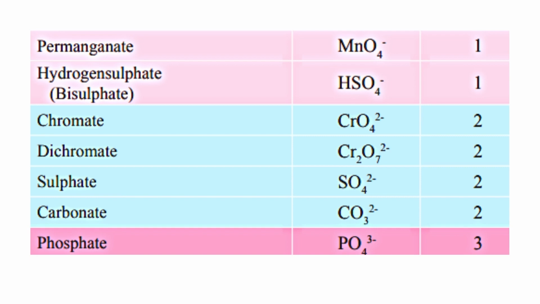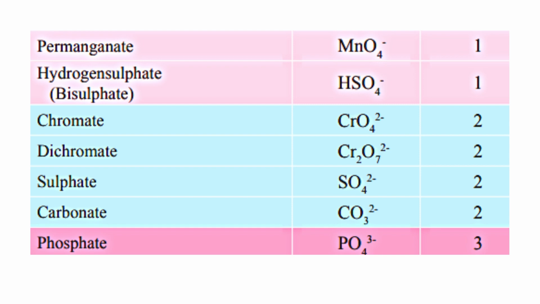valency is 1. Chromate, CrO4 with 2 minus charge, so its valency is 2. Dichromate, Cr2O7 with 2- charge, so its valency is 2. Sulfate, SO4 with 2- charge, so its valency is 2. Carbonate, CO3 with 2- charge, so its valency is 2. Phosphate, PO4 with 3- charge, so its valency is 3.